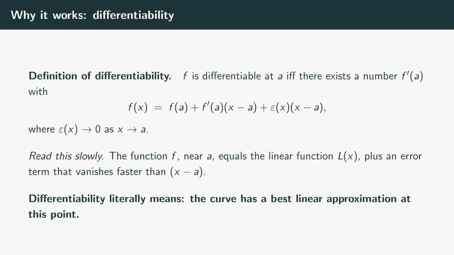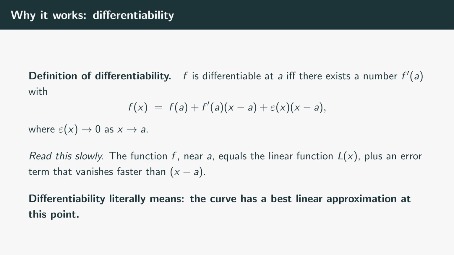Here is the definition, written in a form most textbooks don't bother with, but you should see at least once. A function f is differentiable at a if there exists a number, call it f prime of a, such that f of x equals f of a plus f prime of a times the quantity x minus a, plus an error term, epsilon of x times x minus a, where the function epsilon of x goes to 0 as x approaches a.